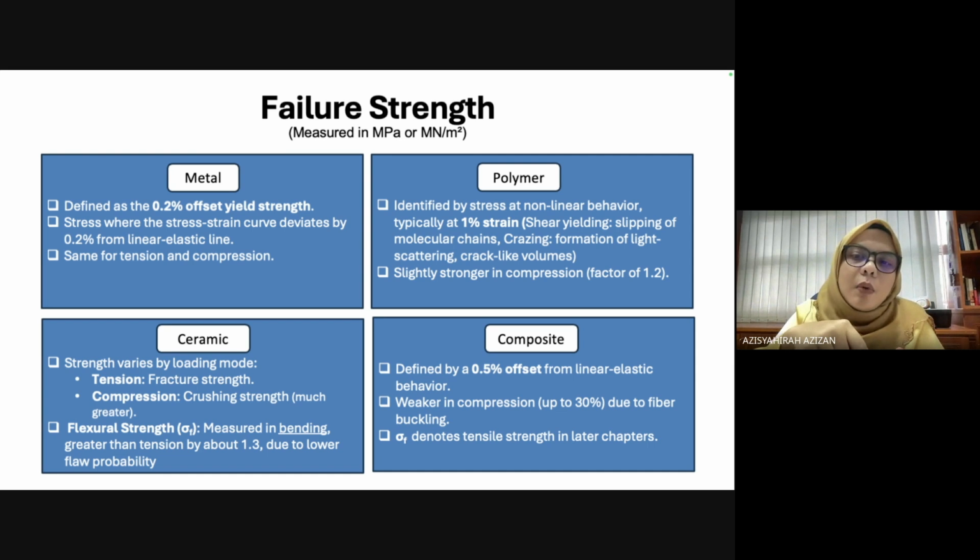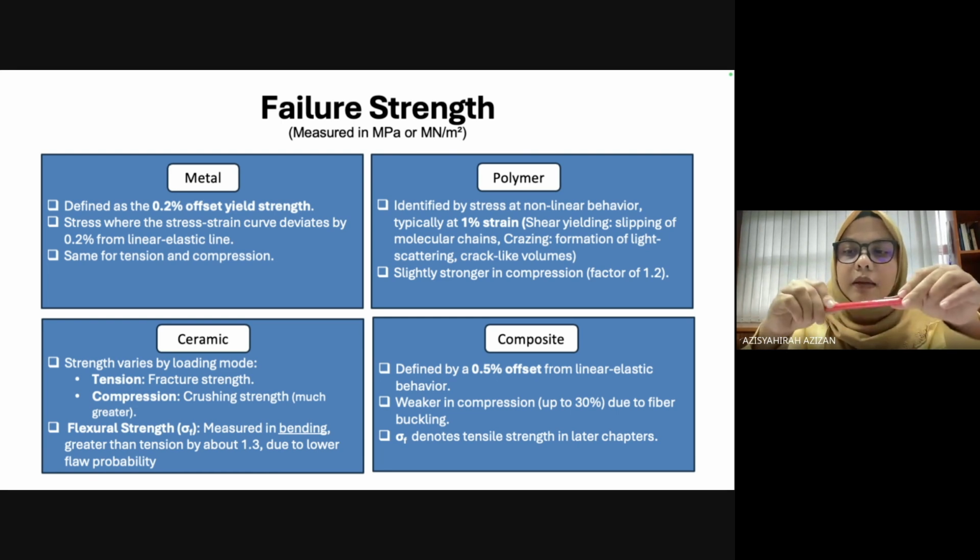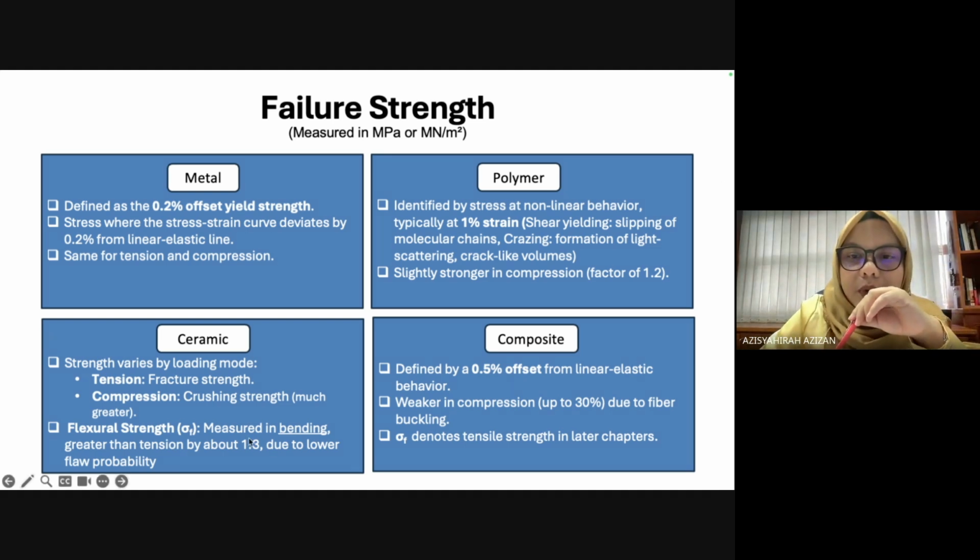And for ceramic, we also have the flexural strength. This is the strength we measure when we bend the material. For ceramic, usually it can withstand more stress when we bend the material if we compare to the fracture strength when we pull the part. How much stronger? It is about 1.3 times stronger in bending as compared to tensile.